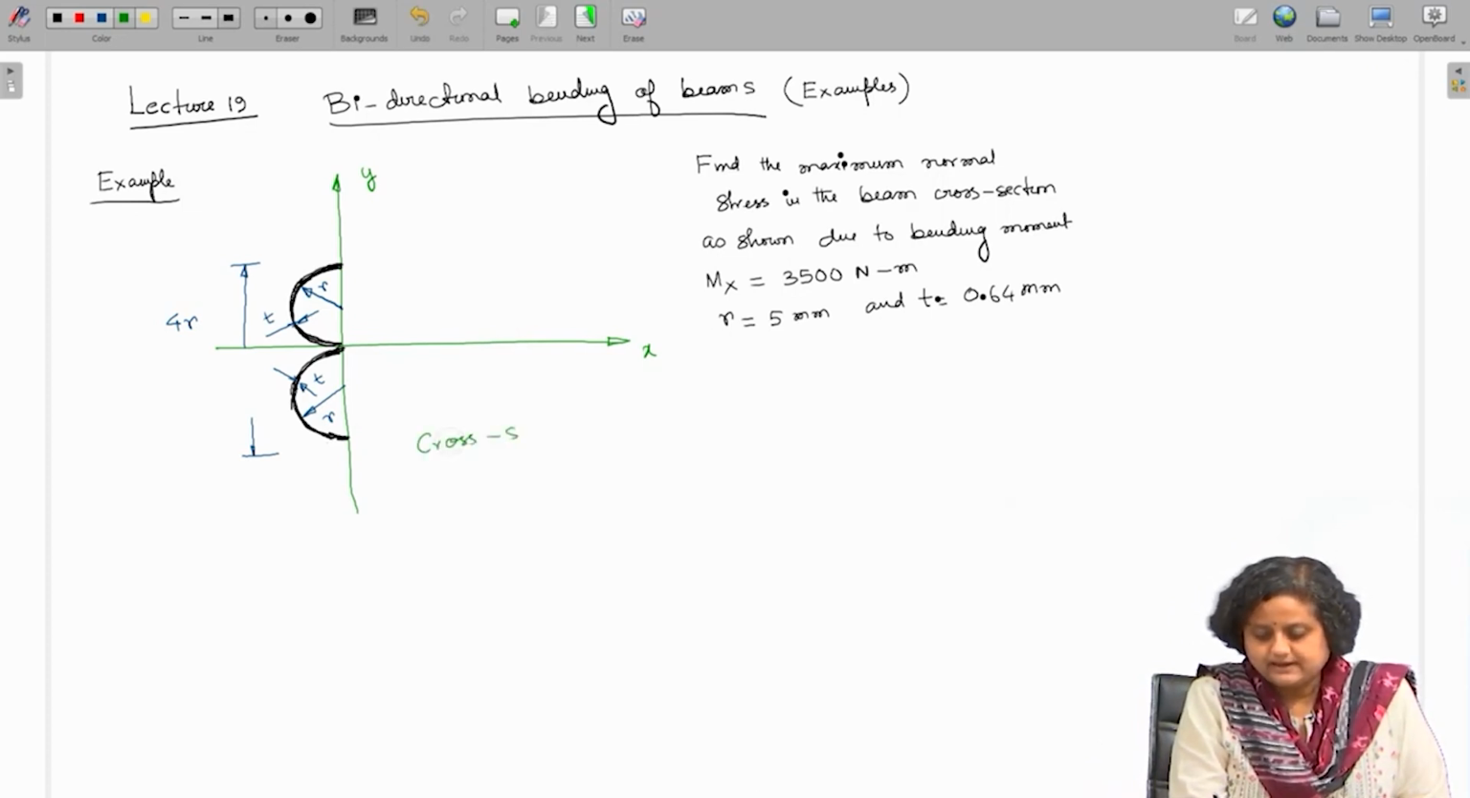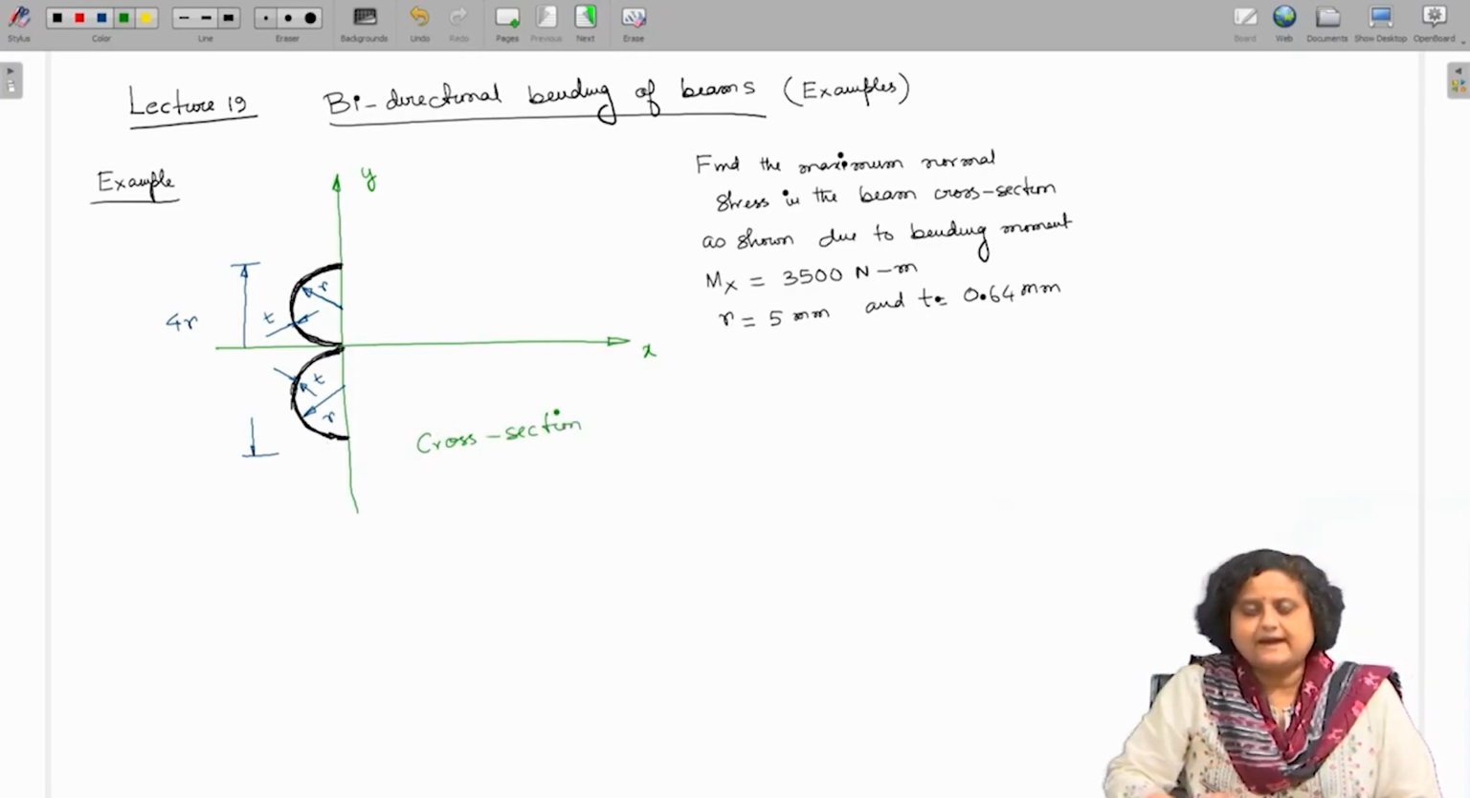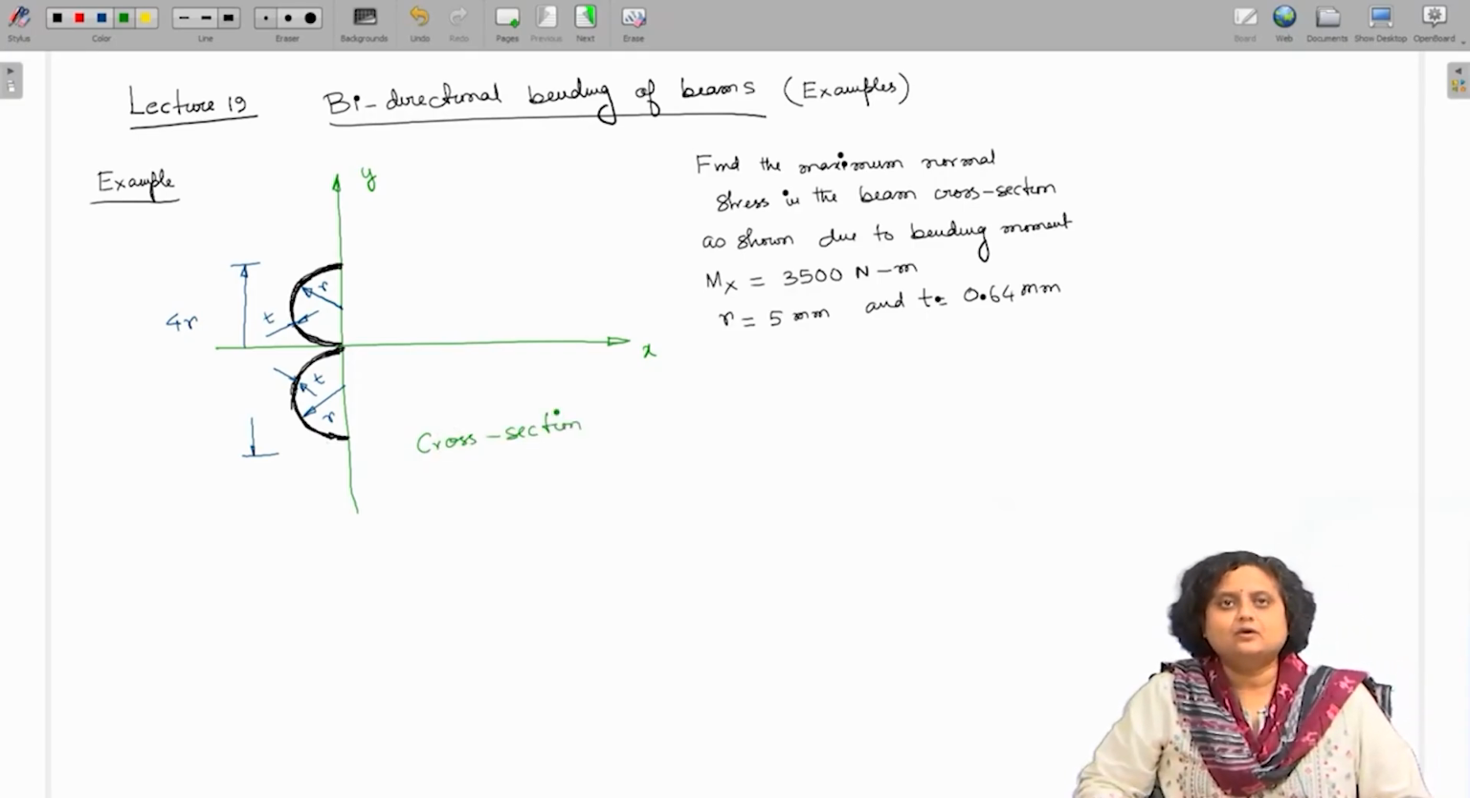If we take any beam, the lengthwise axis is z, then the cross section, that is the cross section in the xy plane, is given by the black line. This is a thin wall structure as the thickness t is much smaller compared to the radius of the semicircular cross section.